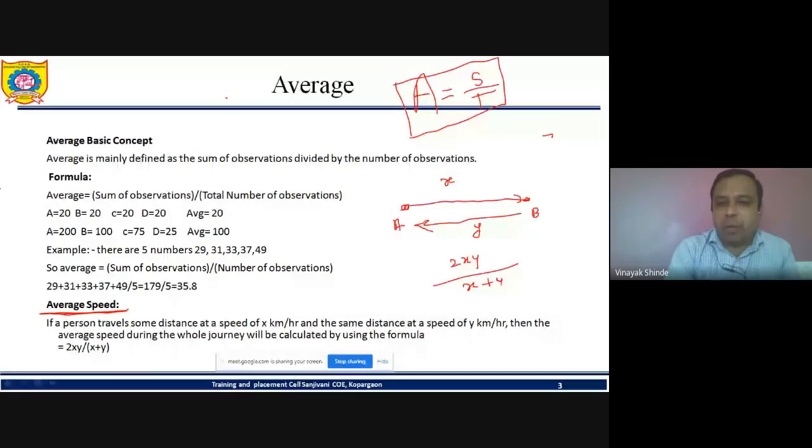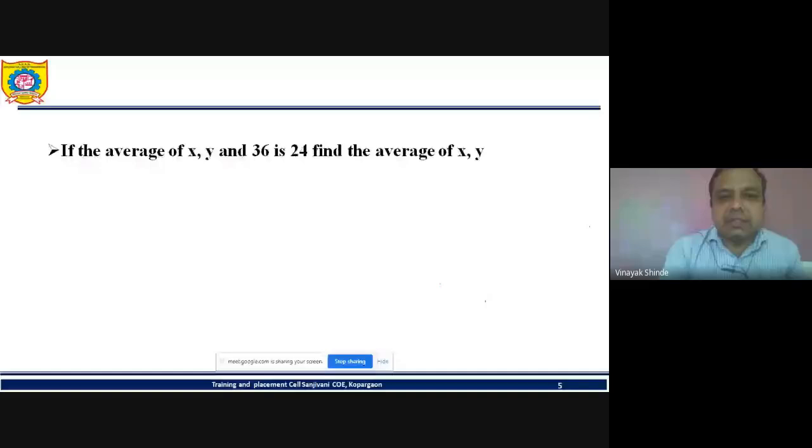When a person is moving from A to B and B to A, if the distance is the same, in that case, if it is asked to find out the average speed, the formula is equal to 2xy upon x plus y. So let us go for the numericals.